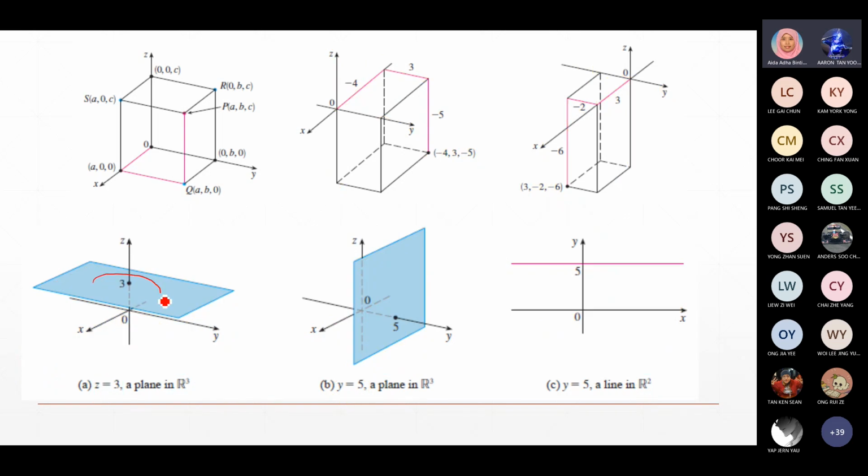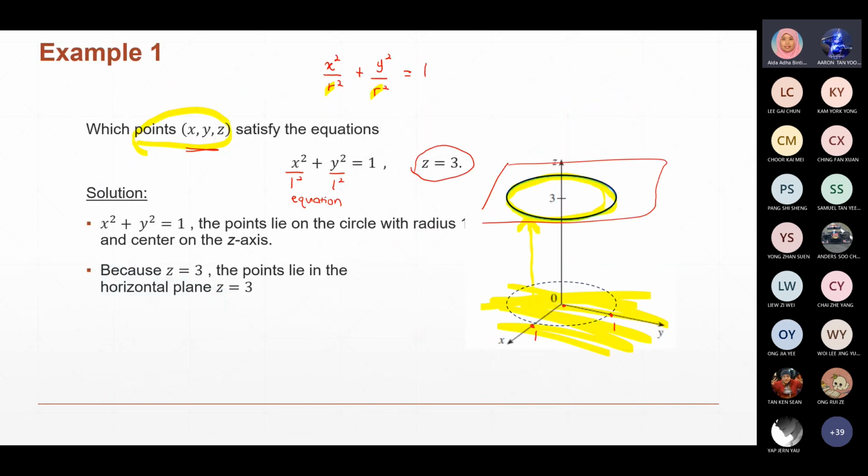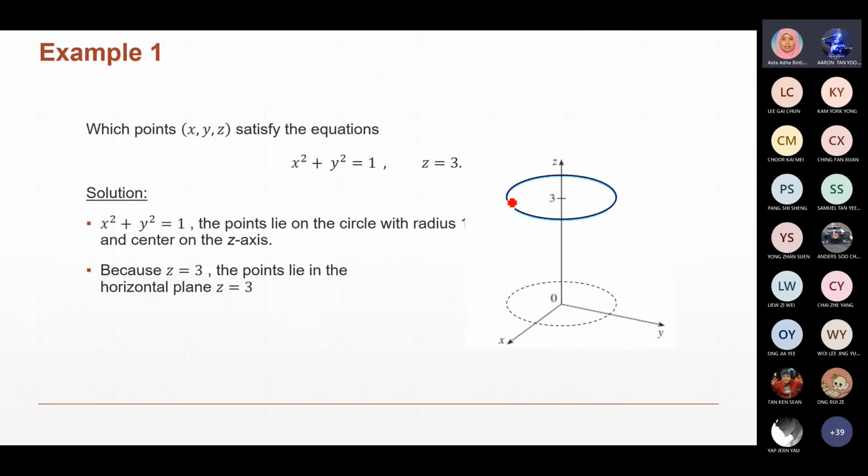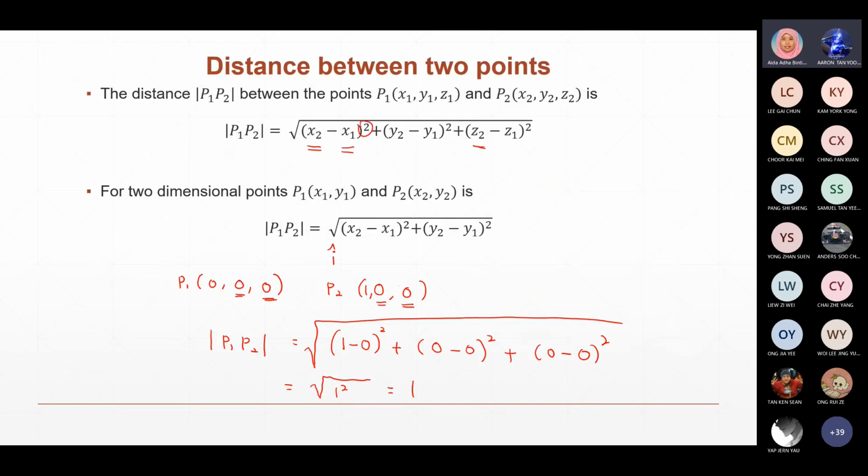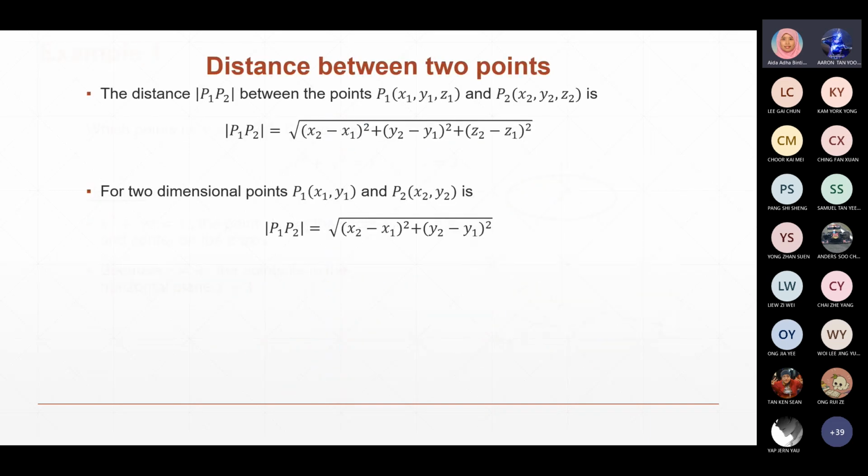So you can see you have the circle here, where the radius is equal to 1. And this is the point here on this circle. This point is also on the z plane, z equal to 3. So this is how we can see the point lies in the horizontal plane, the plane z equal to 3. This is just an example to help you imagine.